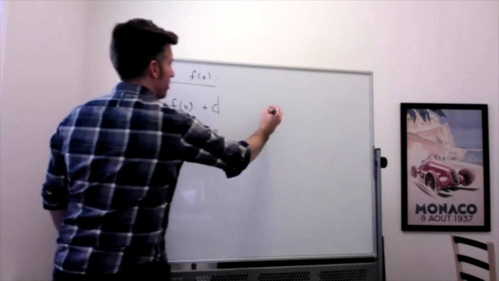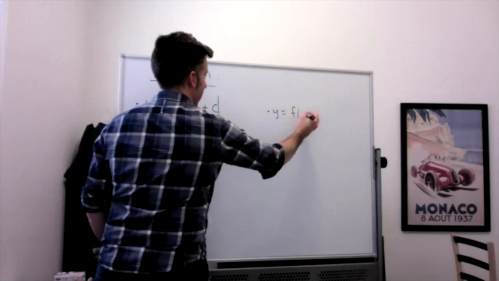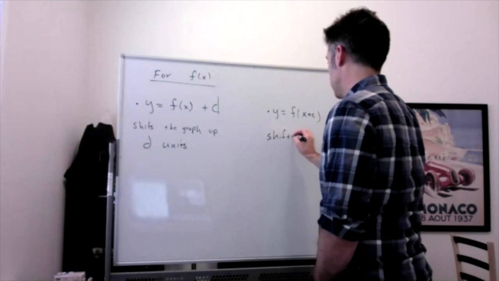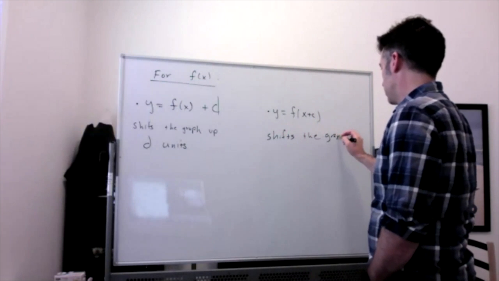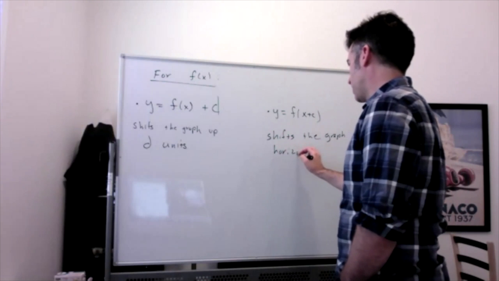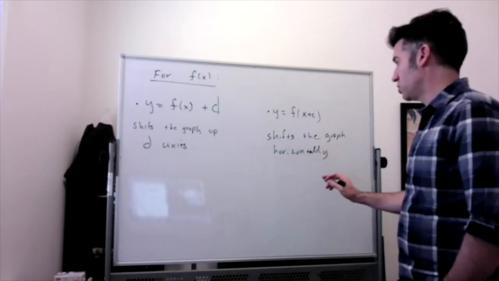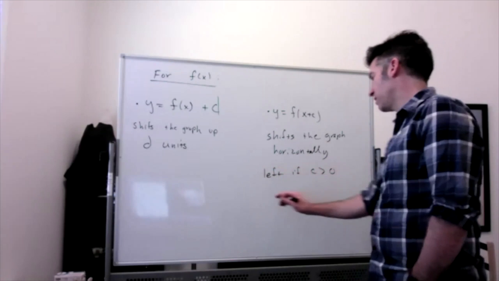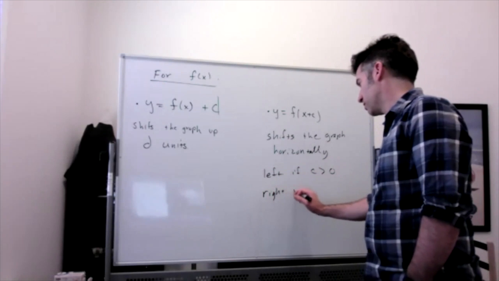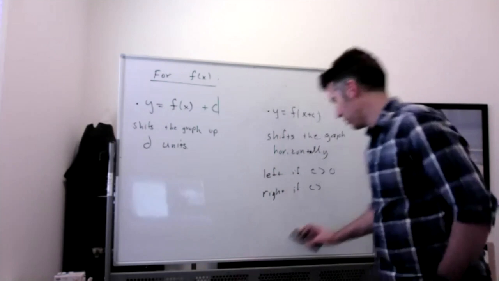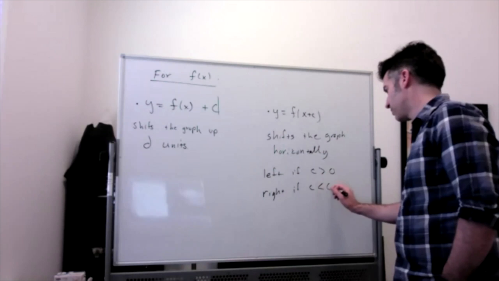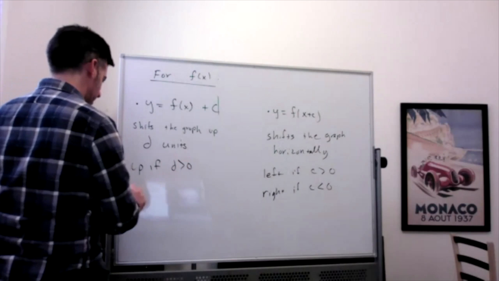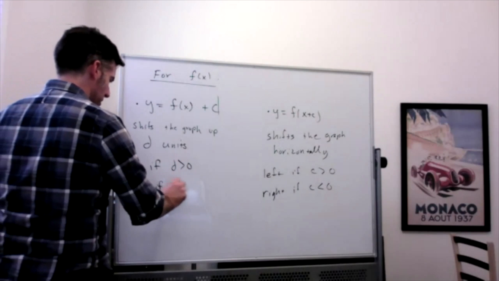On the other hand, y equal to f of x plus c is going to shift the graph horizontally. This is where I feel like things are a little bit weirder, right? It's going to shift it left if c is positive and right if c is negative. And I'll tell you how I think about this in just a second. Sorry, I kind of meant to write that here too. So you go up if d is positive, down if d is negative.